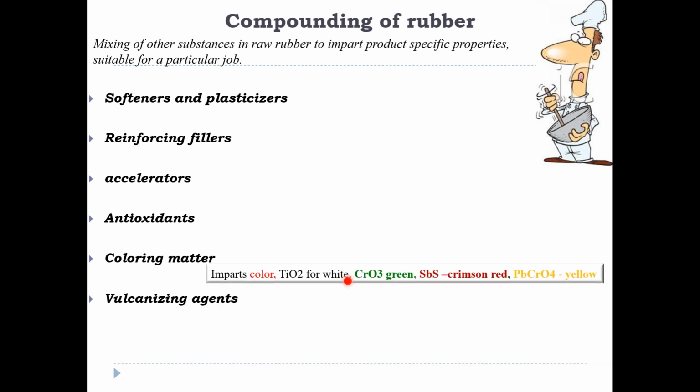Coloring matter, no need to explain this, it imparts color. Titanium oxide, which is present in our talcum powder, okay? So these particles are added to make it white. Chromium oxide, clean. Trypsin red. So these are different particles, different salts which are added to rubber to give it different colors.